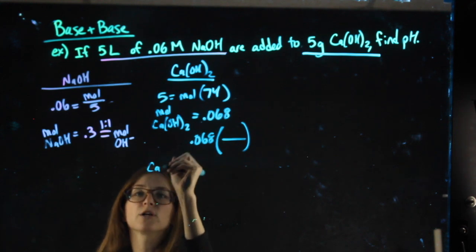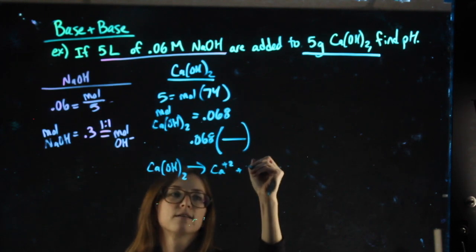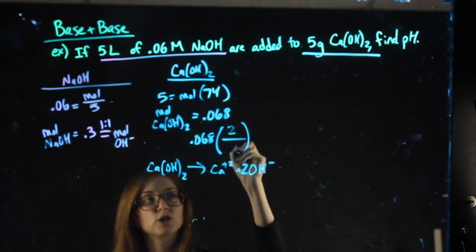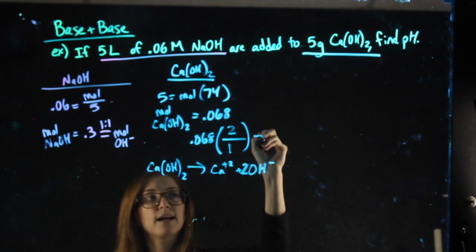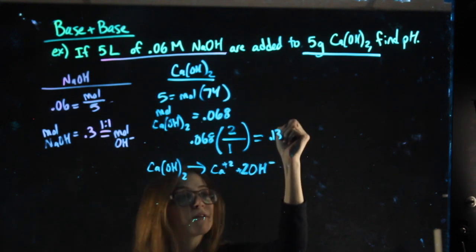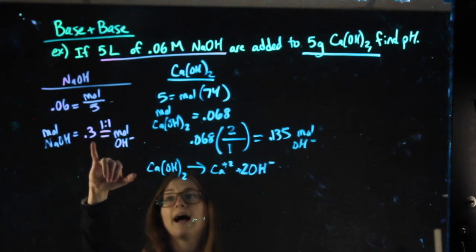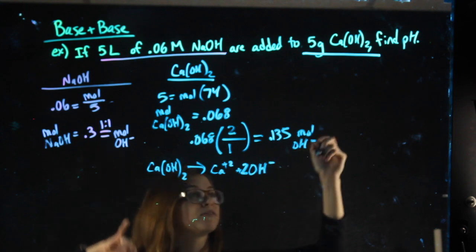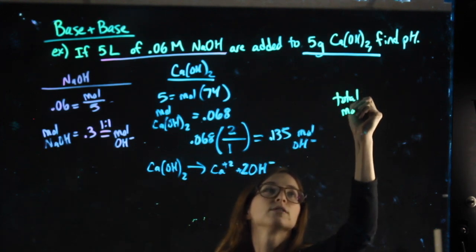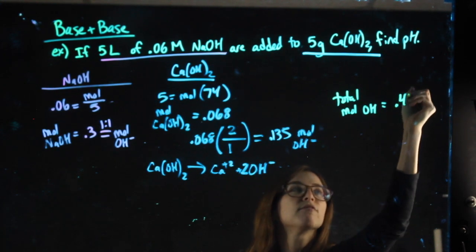So if I actually were to show that, dissociating it, what I want is the OH. It has a coefficient of 2. What I have is the calcium hydroxide. It has a coefficient of 1. So 0.135 is my moles of OH. Adding 0.3 to 0.135, my total moles of OH, 0.3 plus 0.135 is 0.435.